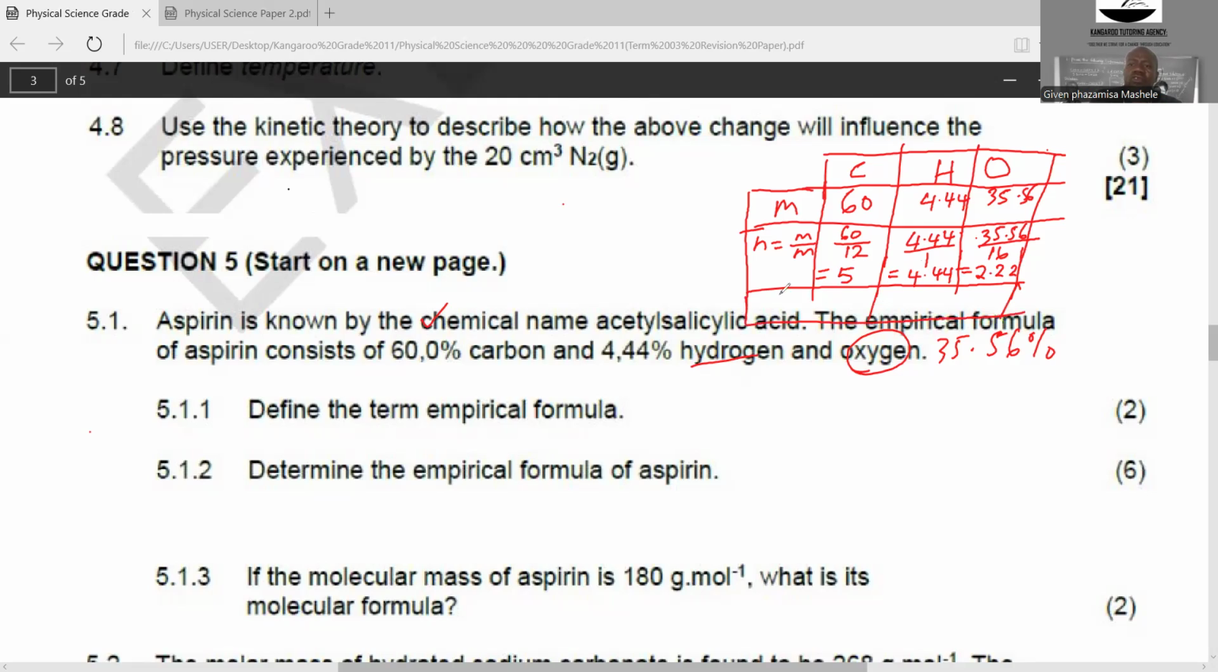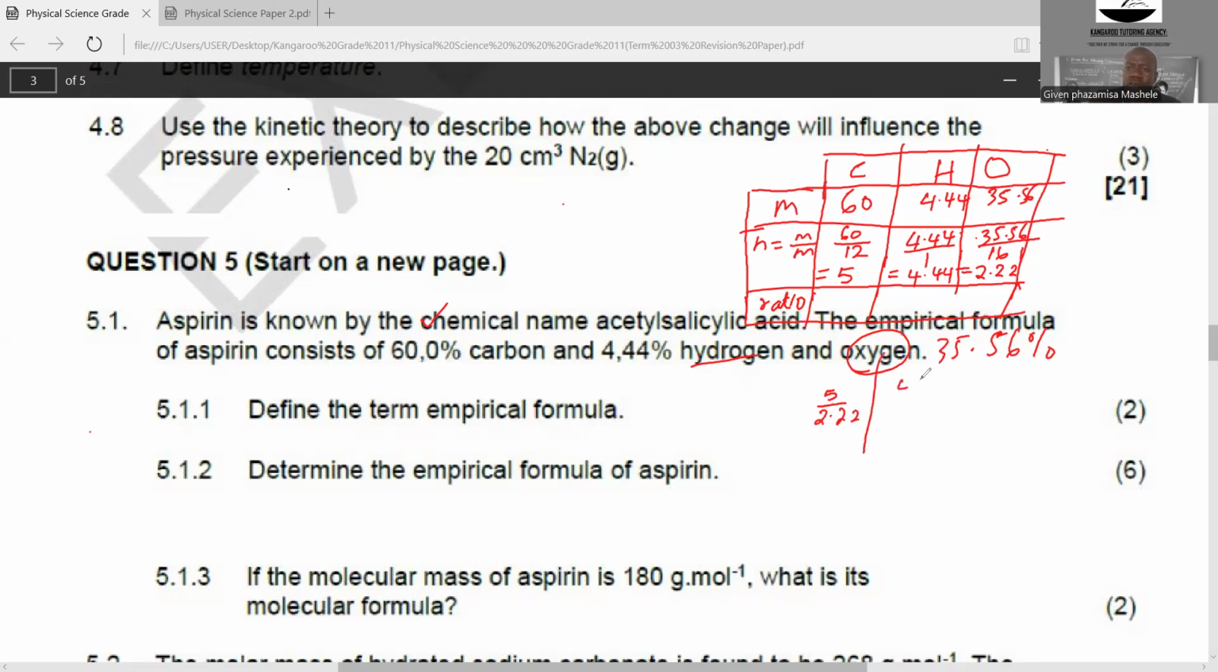To determine the ratio here, we are going to divide the number of moles by the smallest number. Which one is the smallest number here? The smallest number is 2.22. So it means we're going to say 5 divided by 2.22.